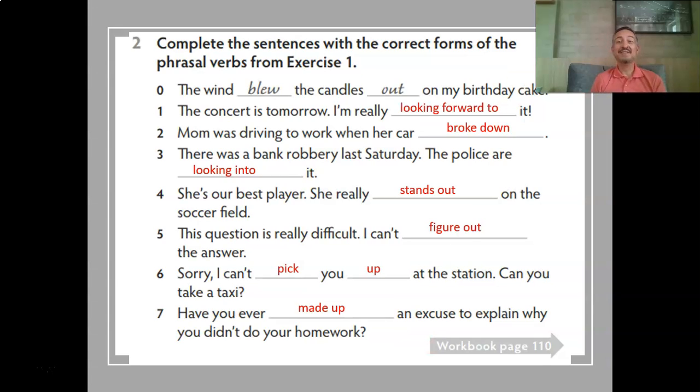Okay, so we have several phrasal verbs, and the only way for you to memorize them is by reading and doing exercises and seeing those phrasal verbs in different sentences. Okay, so that's the only way. And just to remember, it's a verb plus a preposition or an adverb.